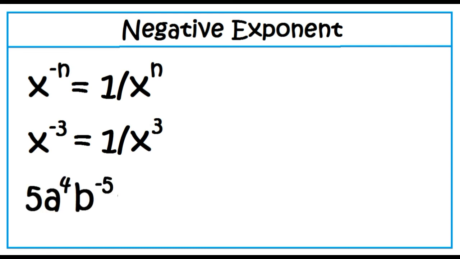Another example, 5a^4 b raised to the power of negative 5 equals 5a^4 all over b^5.